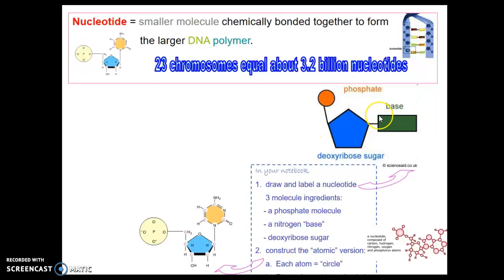The base is a very important part. This is the same part as you see in the internal areas of DNA. And the base contains nitrogen, which is the unique part of the nucleotide. The base, which this is also a base, and the base is right here. Long story short, this, and this model are all representing nucleotide. And nucleotide is the smaller molecule that chemically bonds together to form the larger DNA polymer.